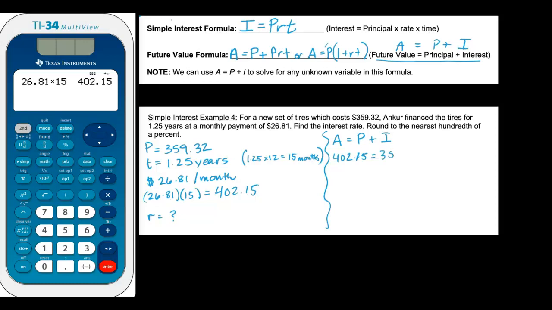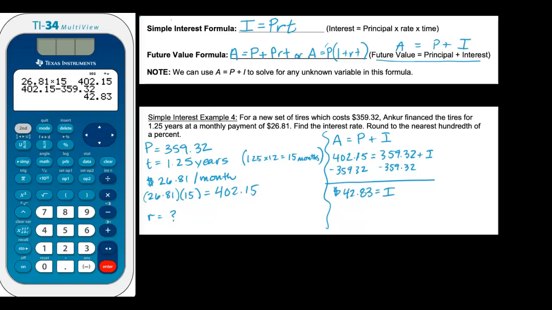Principal is $359.32 plus I. And so we basically just subtract these two numbers. If we solve this formula, we end up subtracting $359.32 from that A value. So 402.15 minus $359.32. We end up getting an interest amount of $42.83.